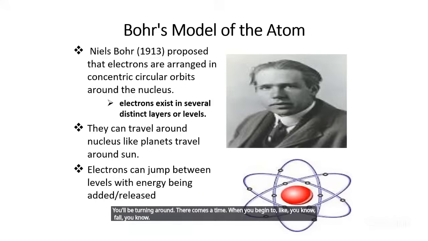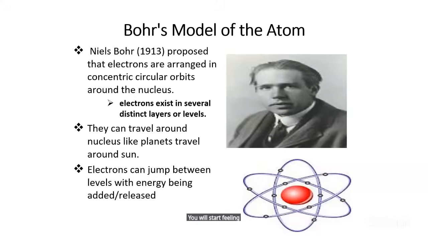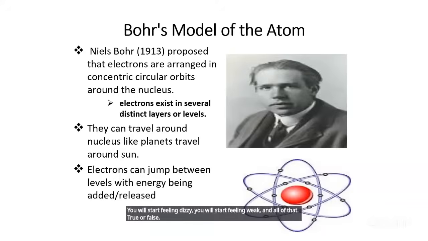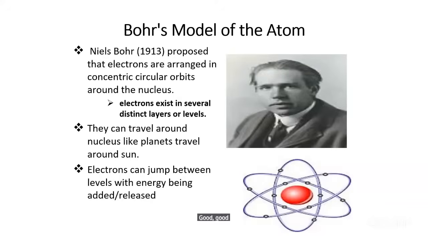You will lose control. You will start feeling dizzy. You will start feeling weak and all of that. True or false? Good. So also is any charged object. Now, for Rutherford to say that the electrons are revolving in circular motion, it means that at a point the electron will begin to gain acceleration. And when they begin to gain acceleration, they will liberate energy in any form. And if they continue to give out this energy, a time will come when all the energy in the electron will be over, and the electron will fall into the nucleus.